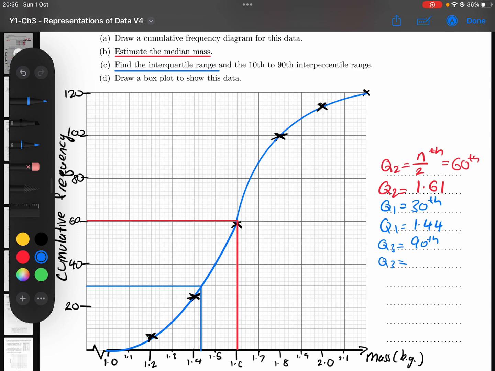Across to the graph and then going down, I think I'm getting probably about 1.72. And then I can work out the interquartile range by subtracting those values and doing the calculation. I believe that would be 0.28.